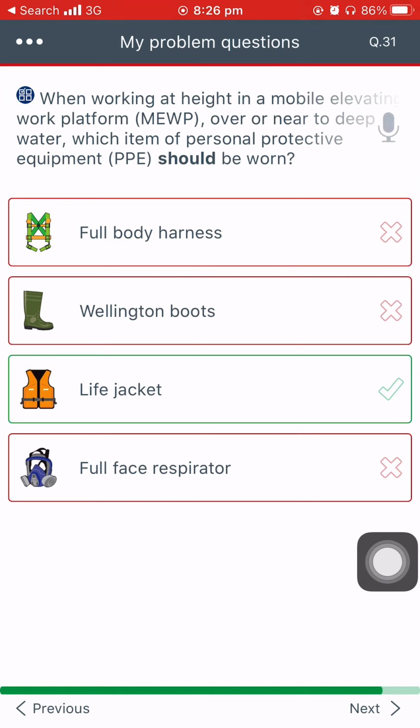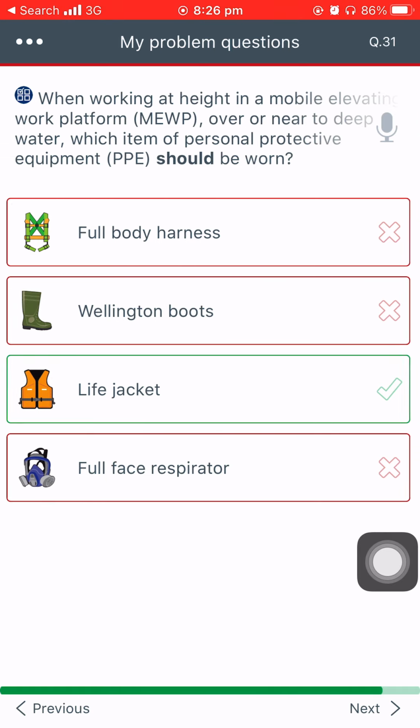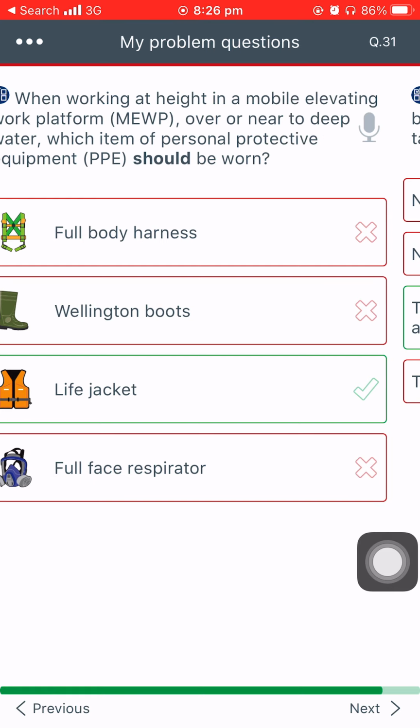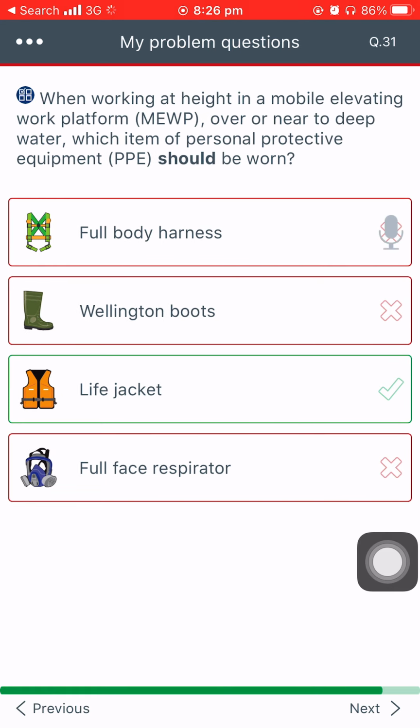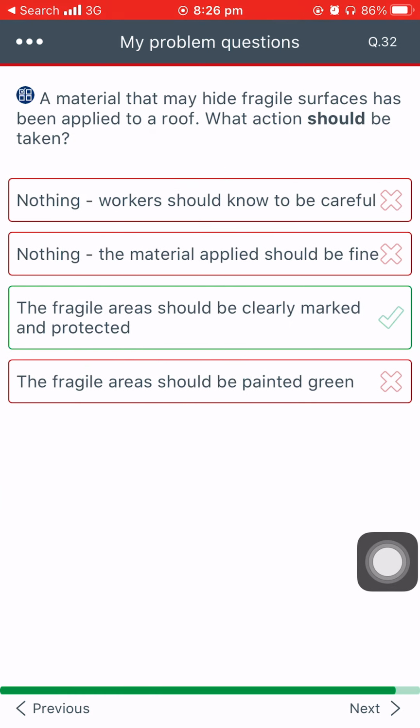When working at height in a mobile elevating work platform, MEWP, over or near to deep water, which item of personal protective equipment, PPE, should be worn? Full body harness, Wellington boots, life jacket, full face.